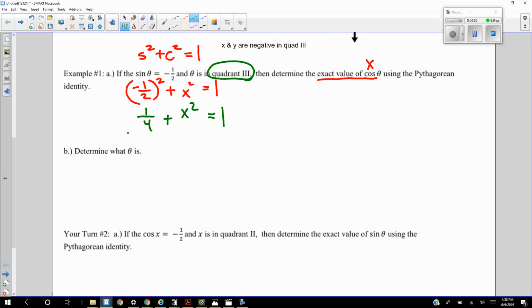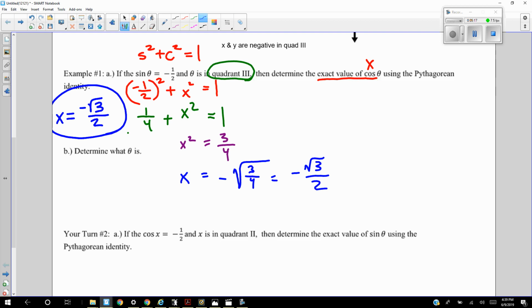We're going to subtract 1/4 from both sides, and that gives us x squared equals 3/4. And we take the square root of both sides. Typically, we get a positive and negative answer. In this case, we only want the negative answer since we're in quadrant number 3. So we're going to take the square root of 3/4, and then we can simplify this just a little bit. We can rewrite it as negative radical 3 over 2, since the square root of 4 is 2. So that's our x-coordinate when we're in quadrant number 3 and the sine value is negative 1/2.